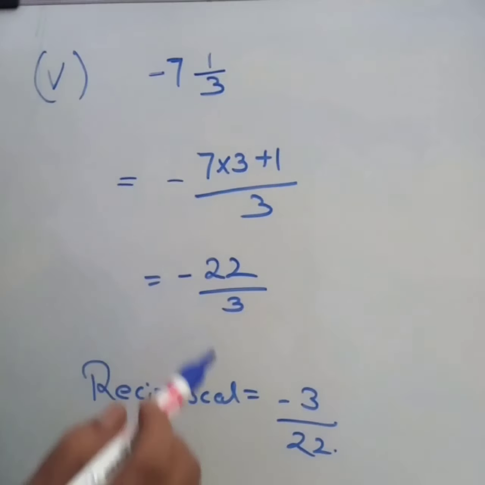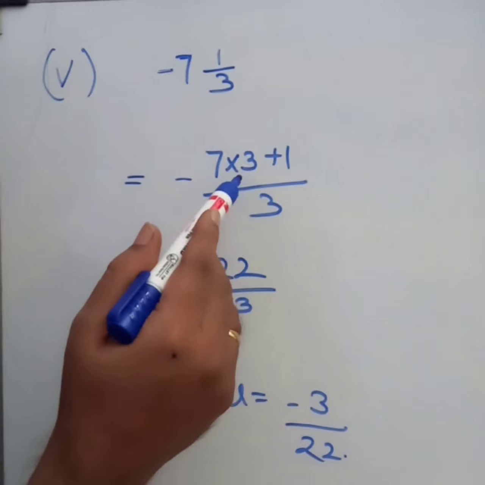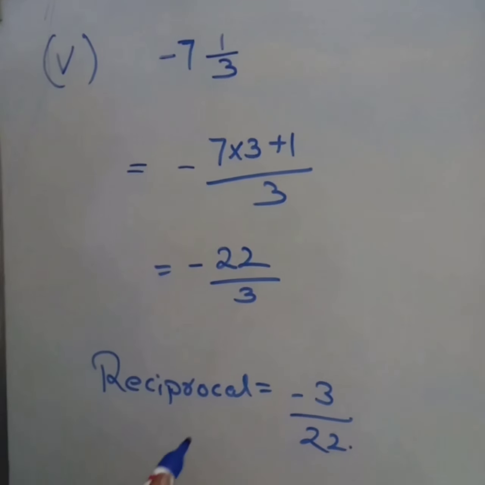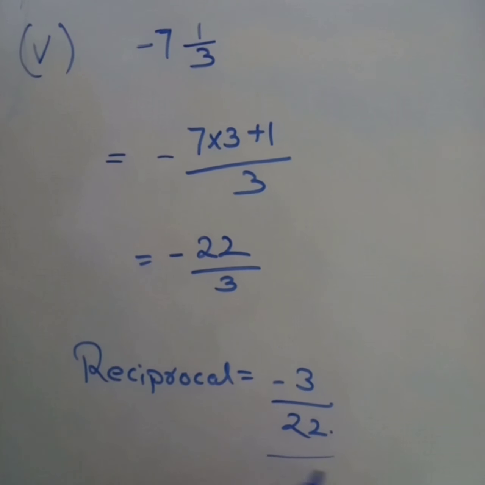Minus 7 and 1 upon 3. Here we have to multiply 7 into 3 plus 1. So 7 into 3 plus 1, it comes up to minus 22 upon 3. Now in reciprocal format, it is minus 3 upon 22.